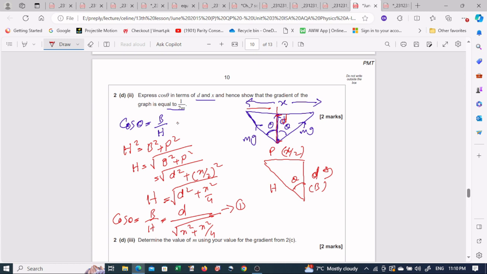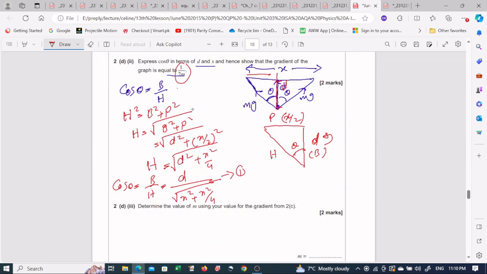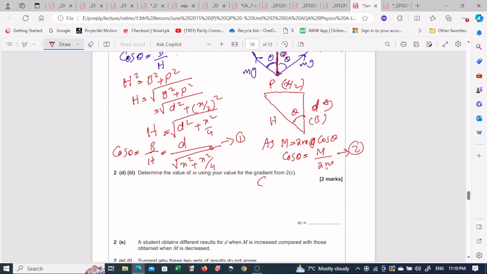Now we have to show that gradient is 1 over 2m. We have to prove that gradient is 1 over 2m. So before that, as you know, in the previous question we have the value that capital M is equal to 2m cosine theta. So we can define cosine theta from here, capital M over 2 small m. This is equation number 2. So we compare these two cosine values, so we get the gradient. So comparing 1 and 2, we get d over under root x square plus d square over 4 equal to 1 over 2m into capital M.